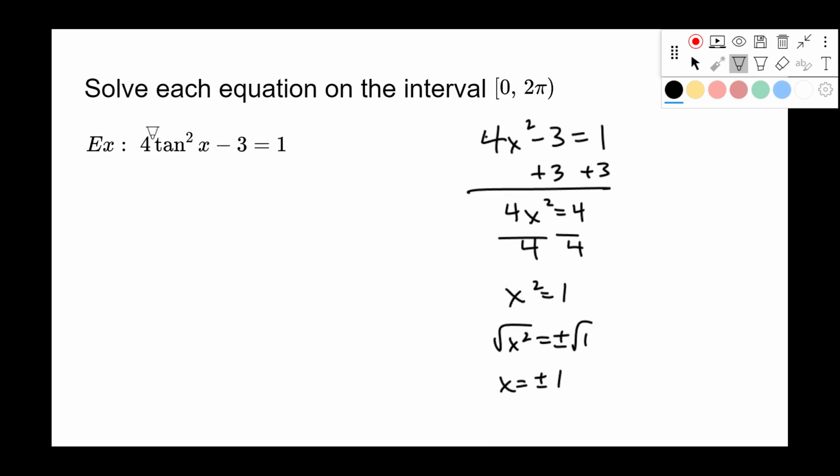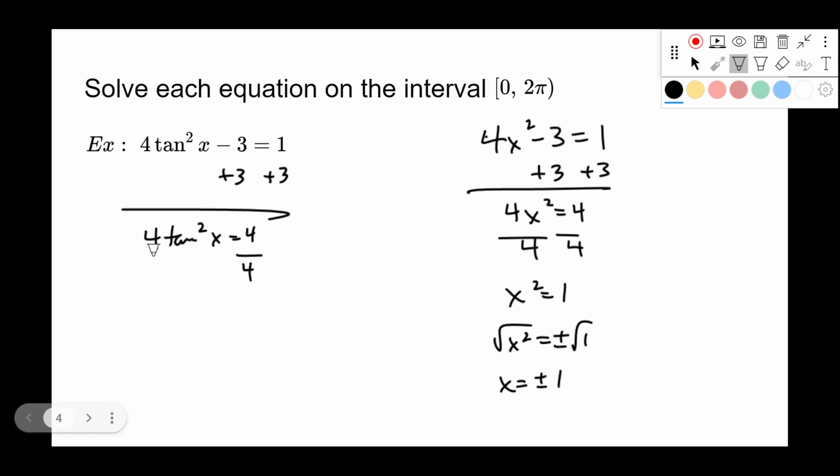Okay, I'm going to do the same thing over here, except now I'm going to get tan x by itself. I'm going to add 3 on both sides. So 4 tan squared x equals 4. Divide both sides by 4 to get tan squared by itself equals 1. Take the square root on both sides to knock out the square. I need to put plus or minus with the square root. So I get tan x equals plus or minus 1.